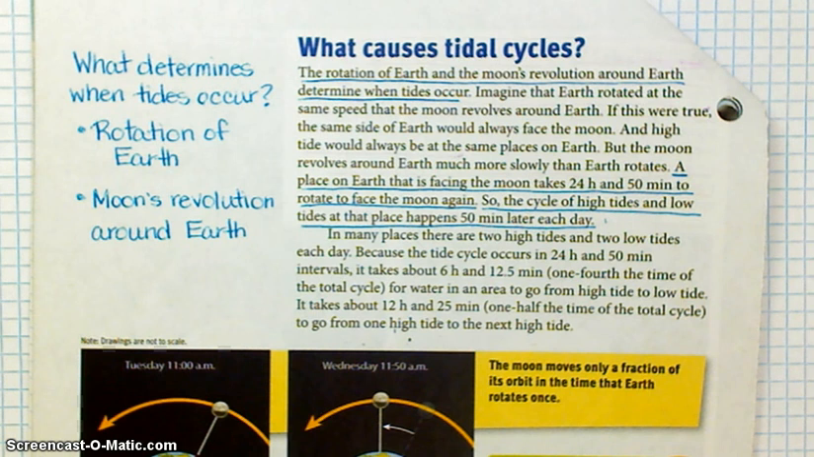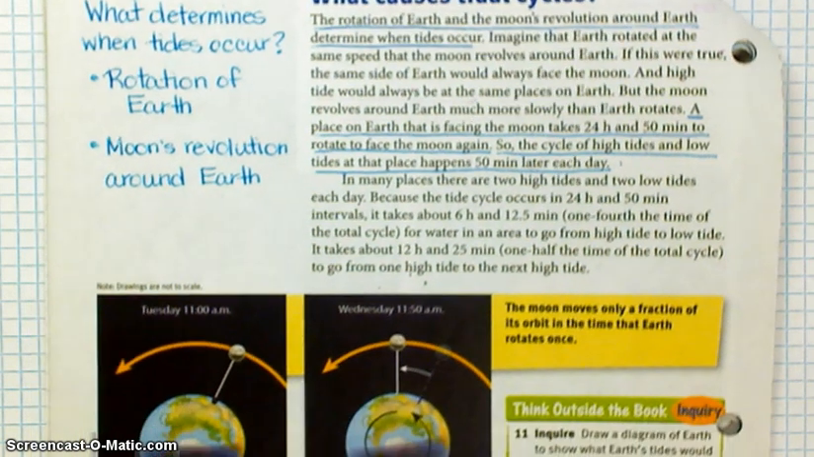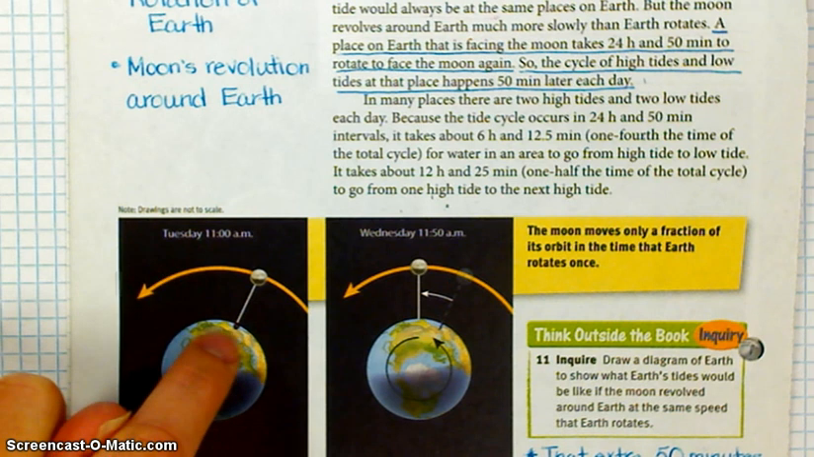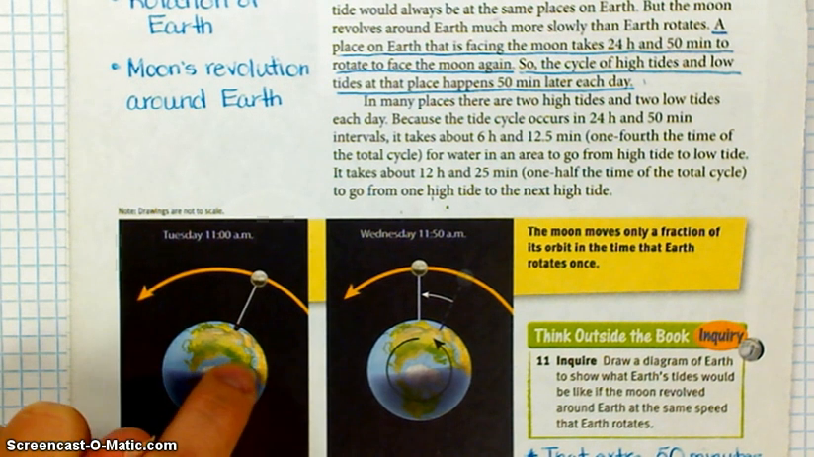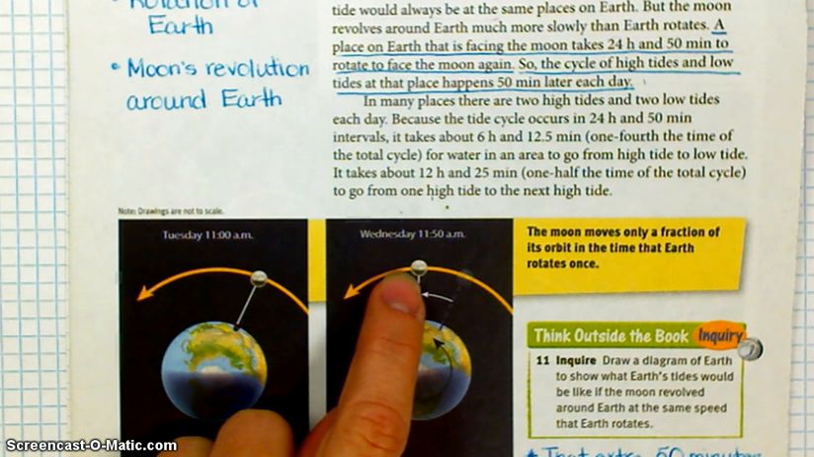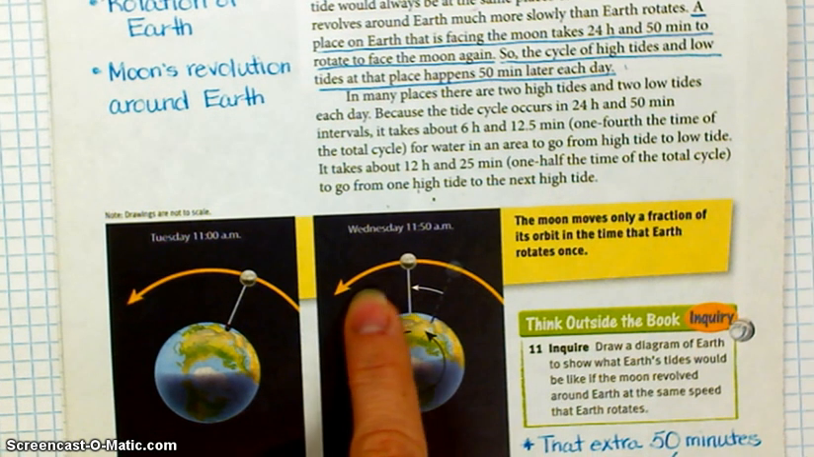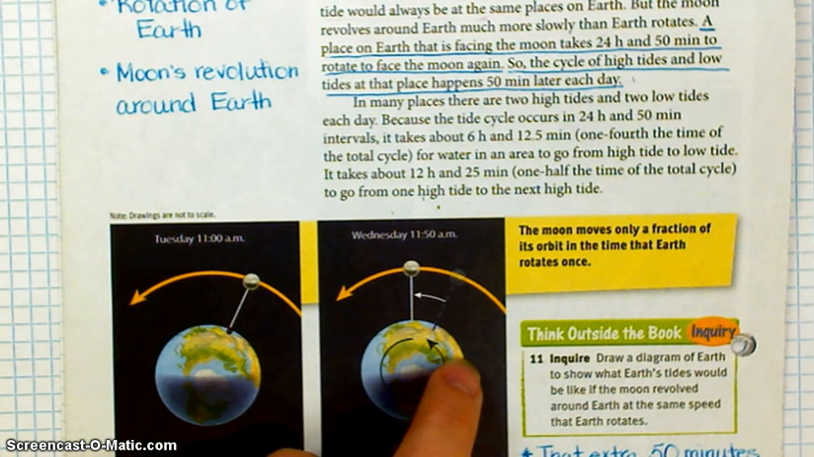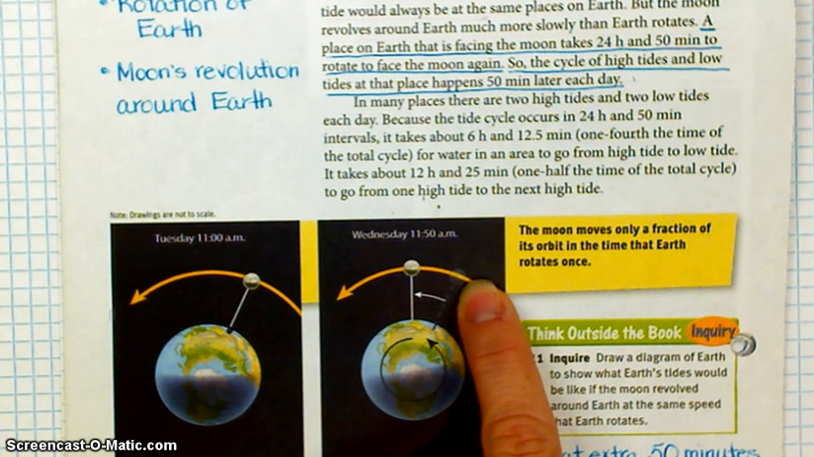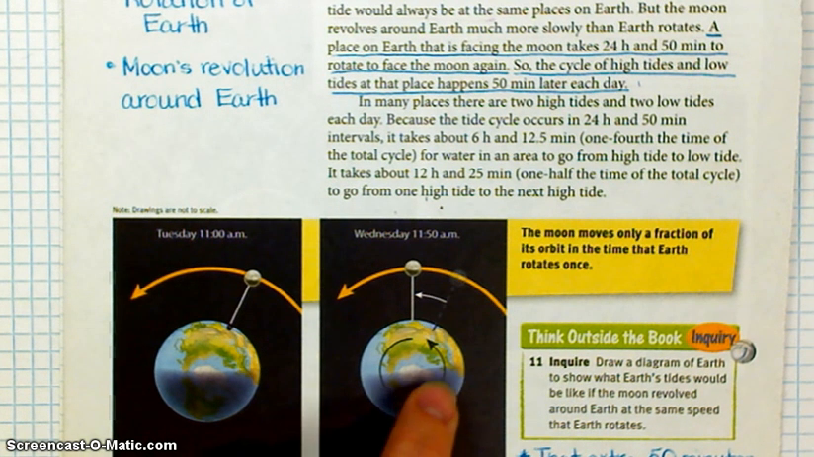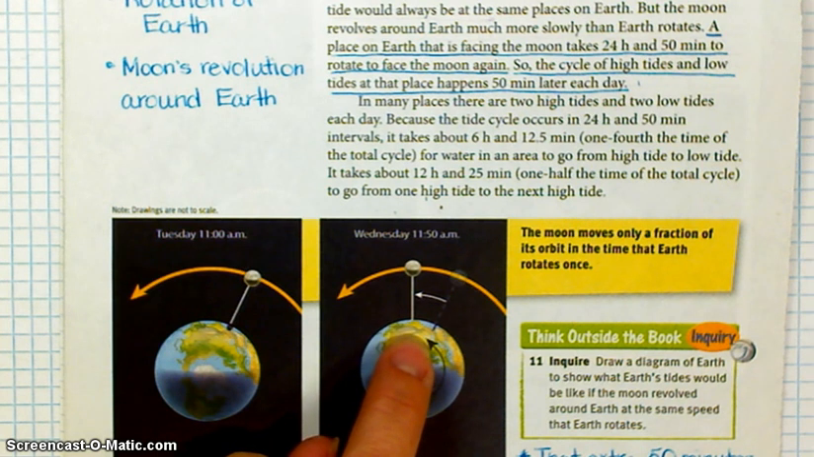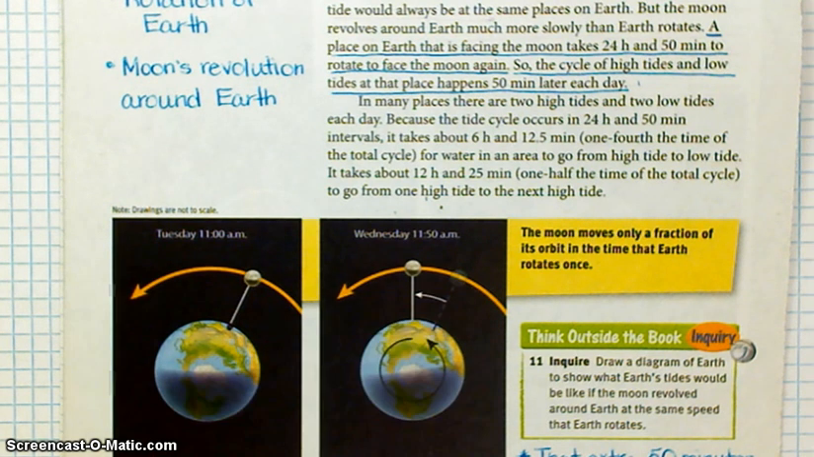Okay, the reason why you've got that extra 50 minutes is because while the Earth is rotating on its axis, remember that the Moon is also moving in its revolution around Earth. So when the Earth is turning 24 hours later, the Moon's not here anymore. It has moved. So that extra 50 minutes is the time required to rotate a little more to face the Moon again. So that's why you've got the 24 hours and 50 minutes.